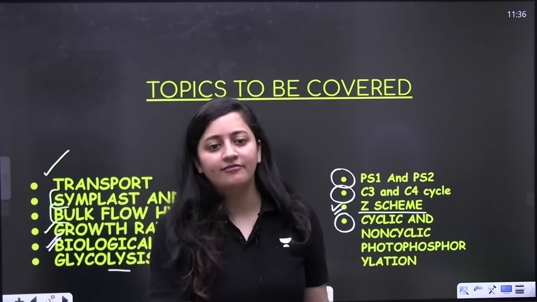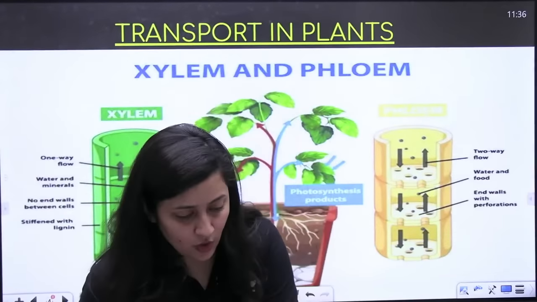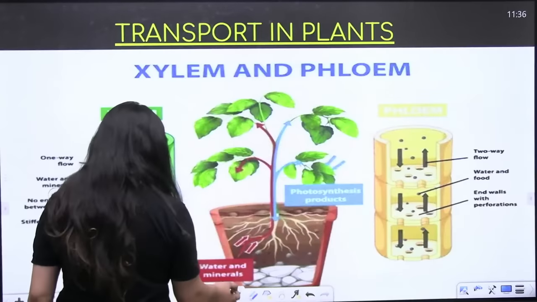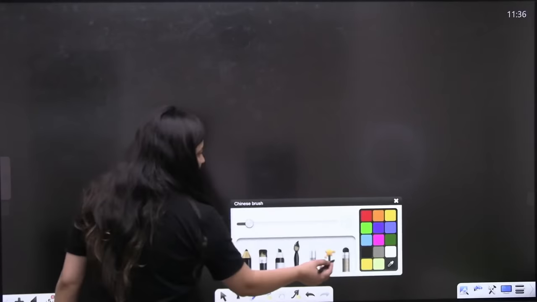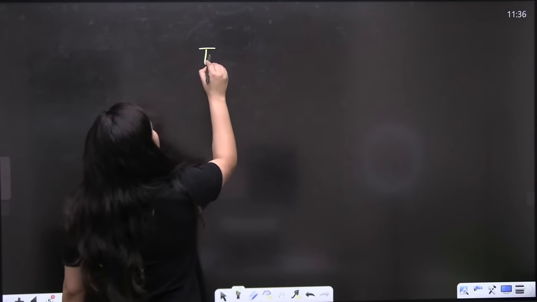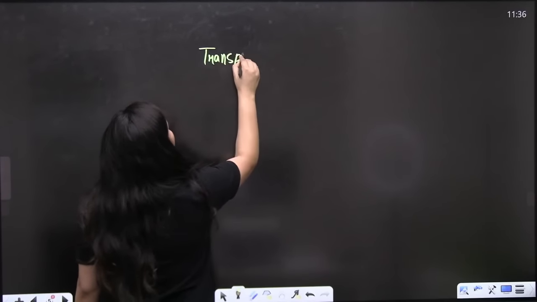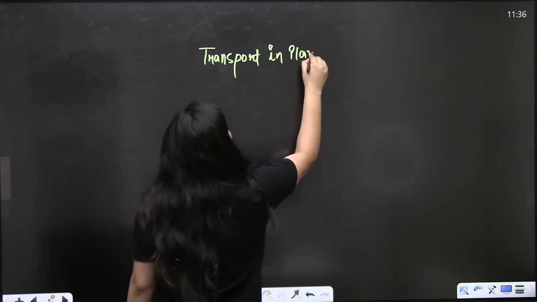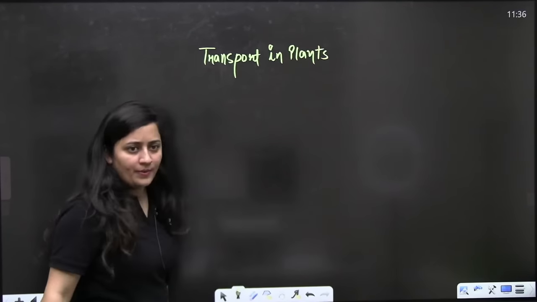It is the NCERT that we are going to follow today. So, let's start with transport in plants, and as I said, we'll go with the basics. We are going to start the chapter Transport in Plants, with the most important topic, right?